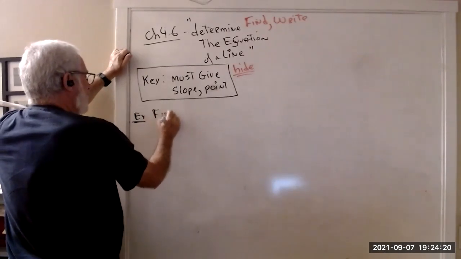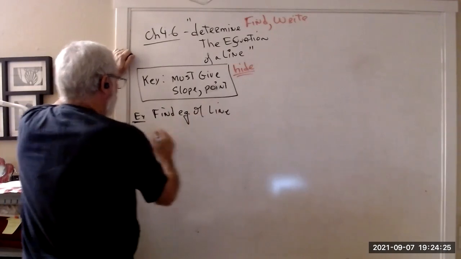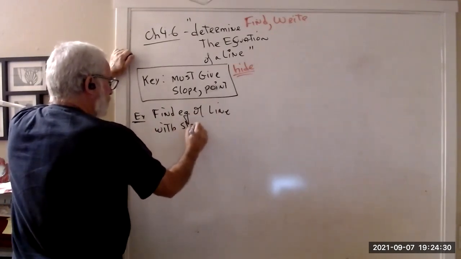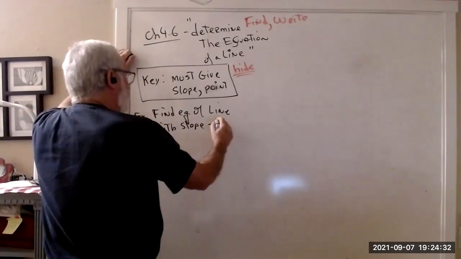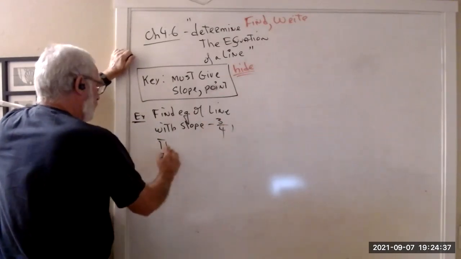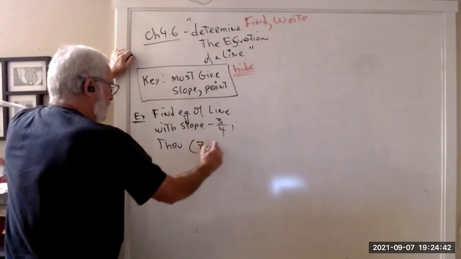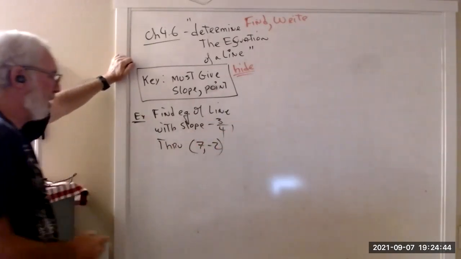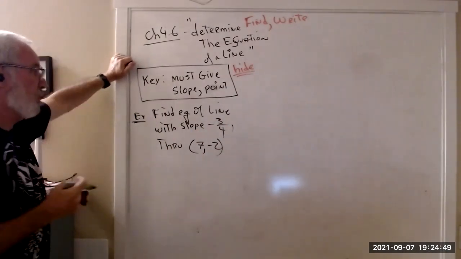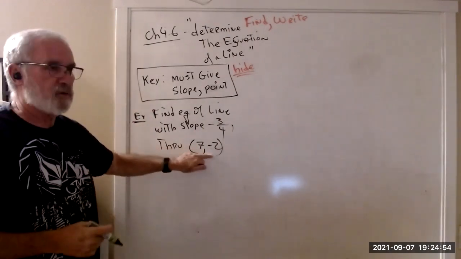Find the equation of a line with slope, I don't know, -3/4 and passing through the point, I don't know, I'm just making this up, 7, -2. I'm just making up this problem. Find the equation of the line with the slope -3/4 and going through the point 7, -2.